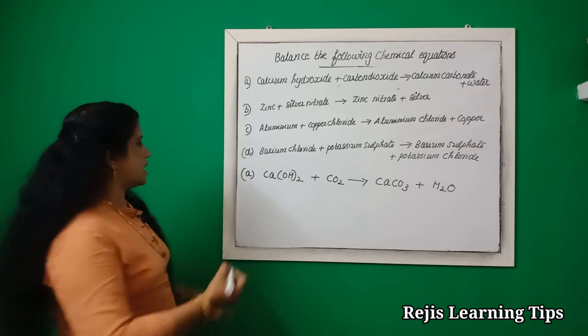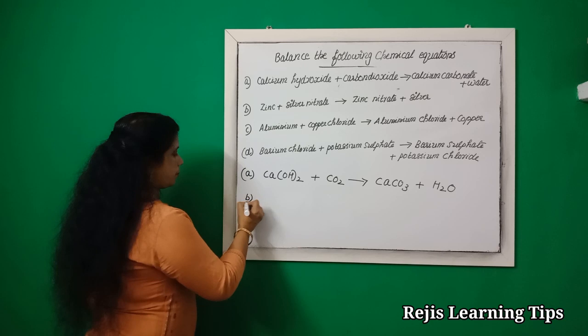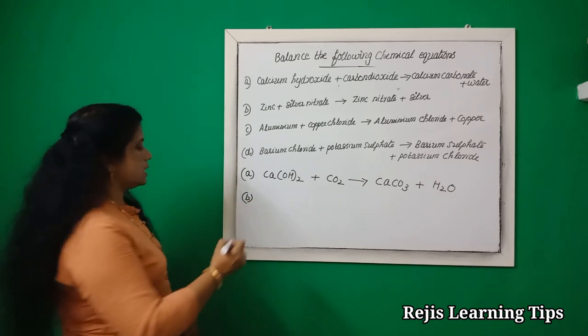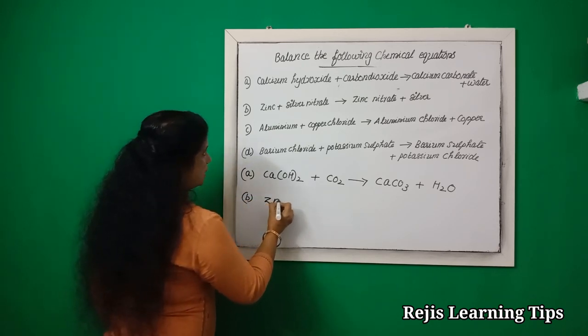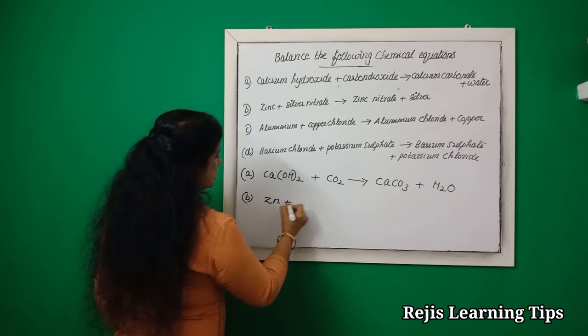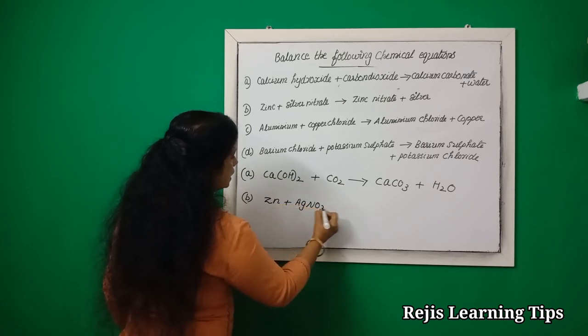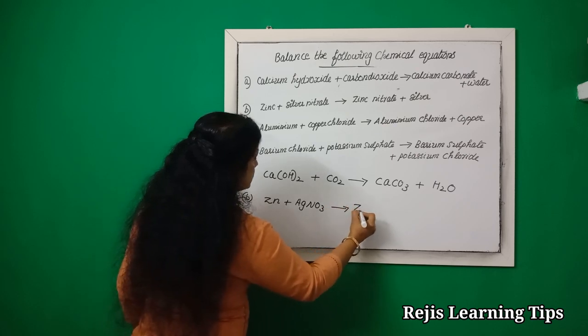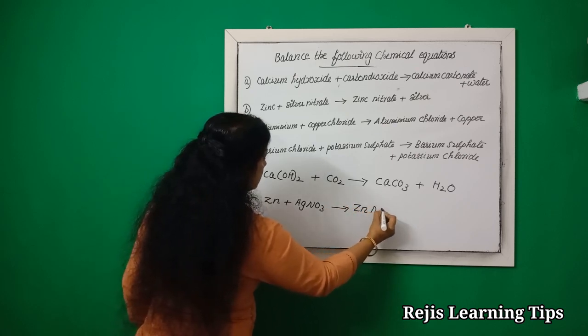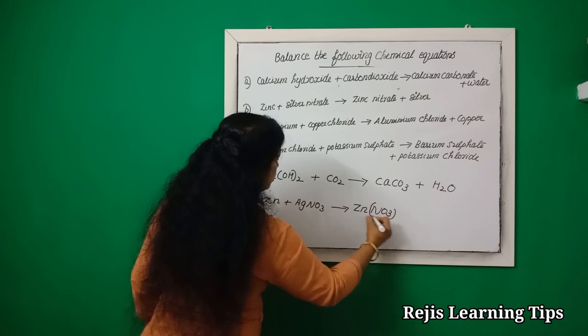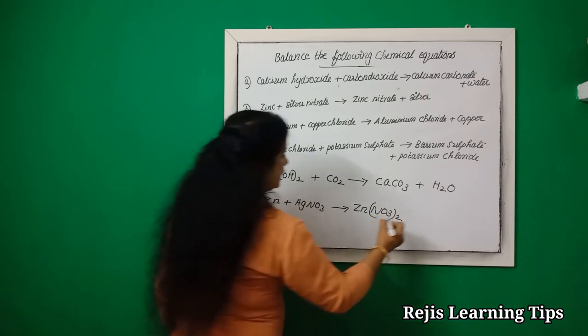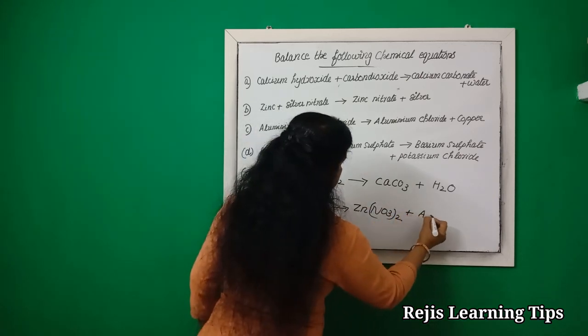Okay, then second one, zinc Zn plus silver nitrate AgNO3 gives zinc nitrate Zn(NO3)2 plus silver Ag.